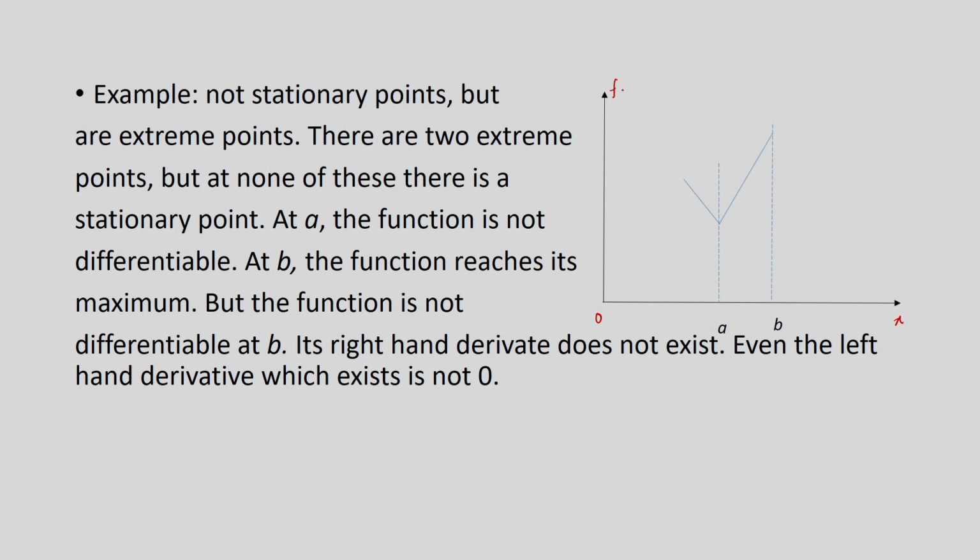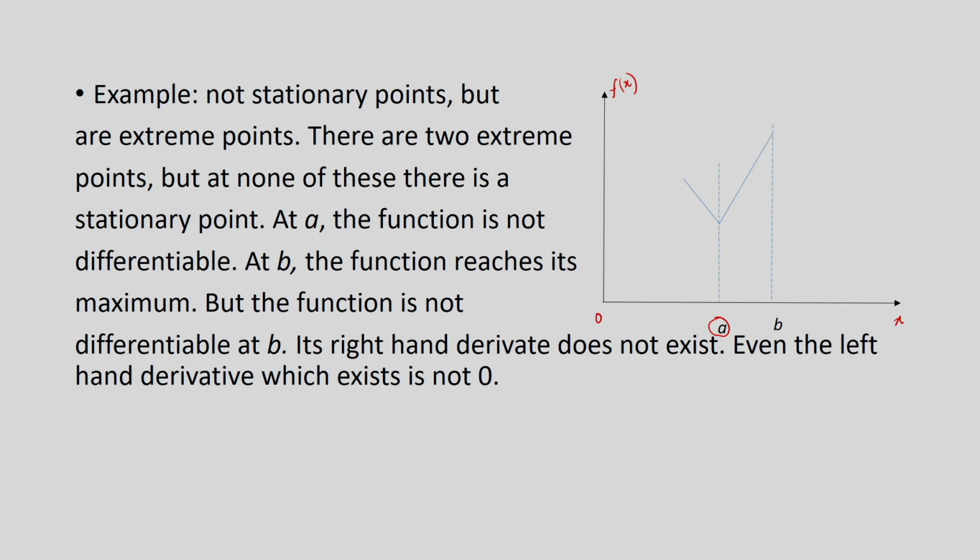Now, here is another example where you do not have a stationary point, but these are extreme points. In this example there are two extreme points. Here is one extreme point which is A. A is the point of minimum in this case. It is this point where the function is getting the lowest value, and B is the maximum point, because here the highest value of the function is reached. But neither A nor B is a stationary point.